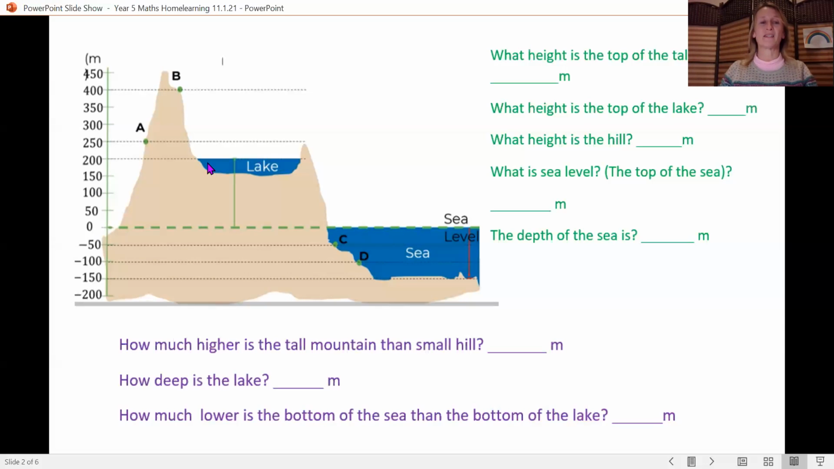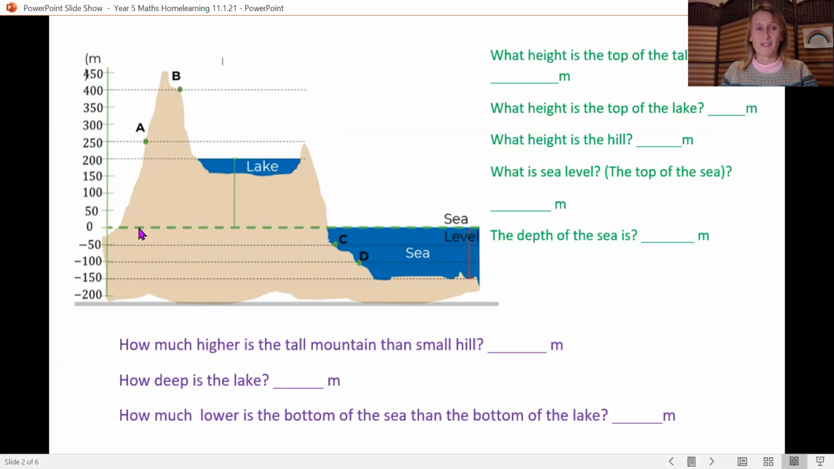Okay, so we're looking at this diagram here, and you have to tell me what the height of the top of the mountain is. So you need to look at the top of the mountain and look right across to see what the height of the mountain is. You need to write down in your book, the mountain is however many meters tall you think it is, okay? What's the height of the top of the lake? So you're looking at the surface of the lake and you're telling me how high the surface of the lake is above zero. What height is the hill above zero? So you have to look at the hill. That's the mountain. Mountains are bigger than hills. That's the hill.